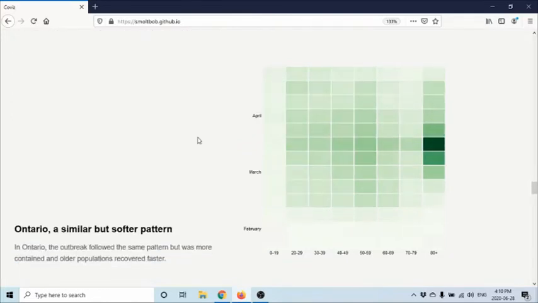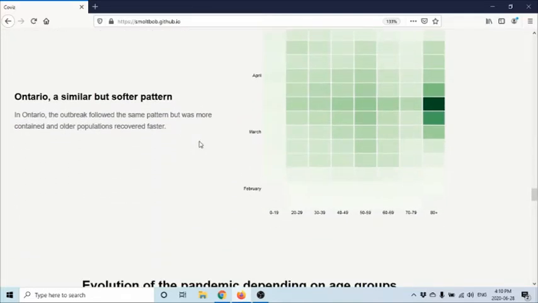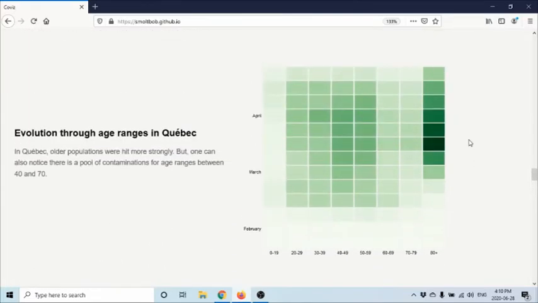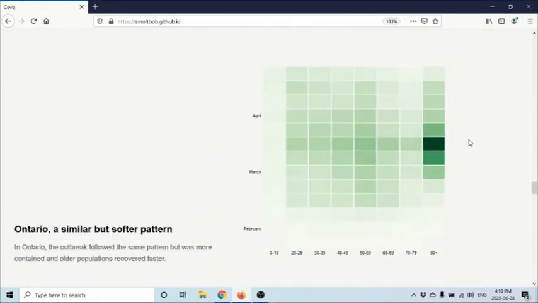How about in Ontario? In Ontario, the same thing happened. But the difference is older populations recovered faster.